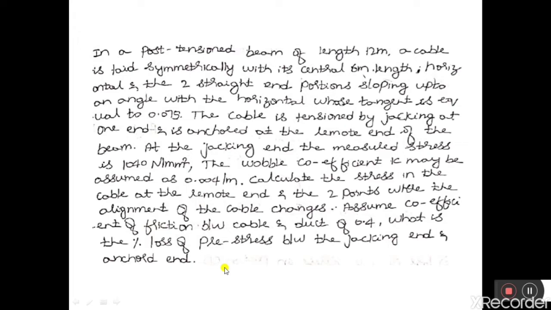So here in the question it is given that a post tensioned beam and length of the beam is 12 meter. So in this beam a cable profile is provided in such a way that the cable is having horizontal profile for a length of 6 meter at its central span, and the cable is having two straight end portions sloping at an angle of 0.075 radian. So for this case we need to calculate what is the percentage of loss of prestress between jacking end and the anchored end.